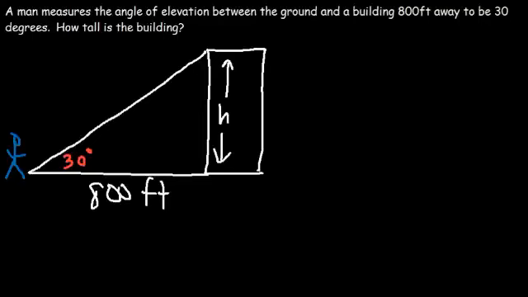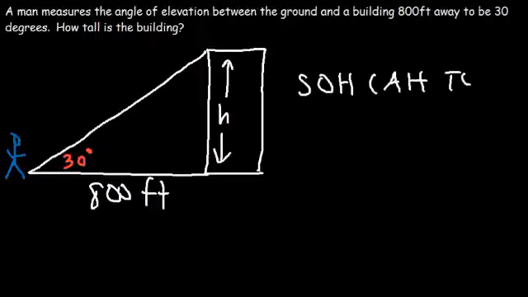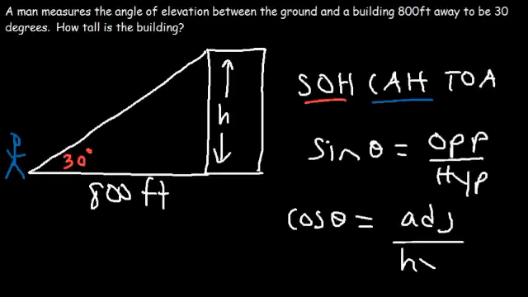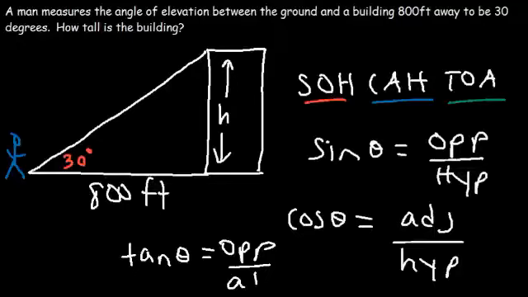Now, you need to be familiar with the terms SOHCAHTOA. Let's focus on the SO part of SOHCAHTOA. What it means is that sine theta is equal to the opposite side divided by the hypotenuse. Now, the CA part means cosine theta is equal to the adjacent side divided by the hypotenuse. And TOA, tangent theta, is equal to the opposite side divided by the adjacent side.